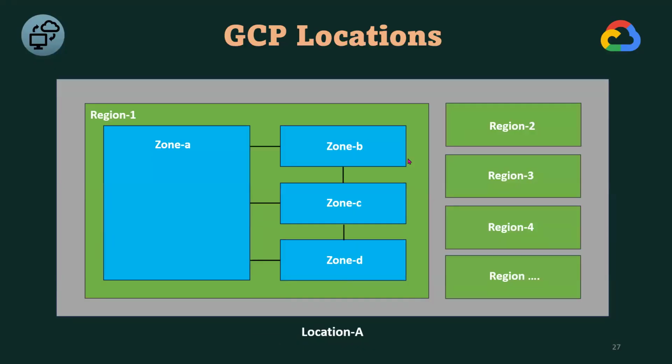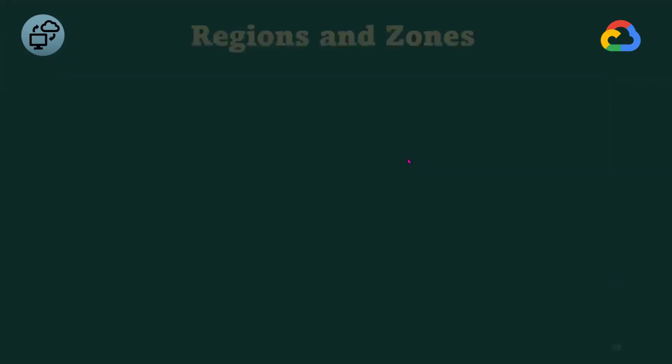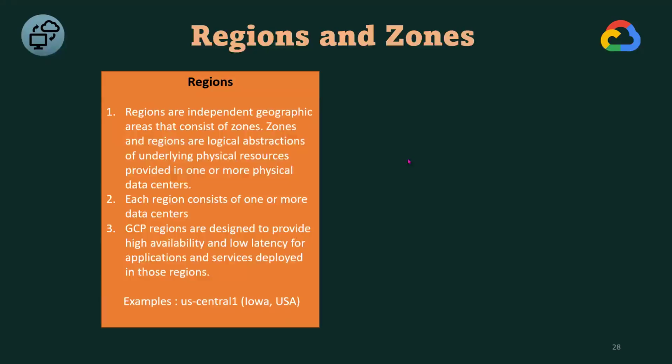Each zone is connected to one more zone via a high bandwidth network for fault tolerance purposes and for replication purposes also. And each zone will have its resources. That's what we call a data center, and it will have virtual resources as well as physical resources. And we have seen what is a region and what is a zone.